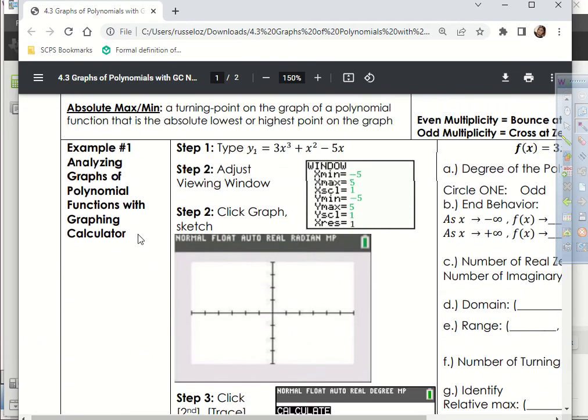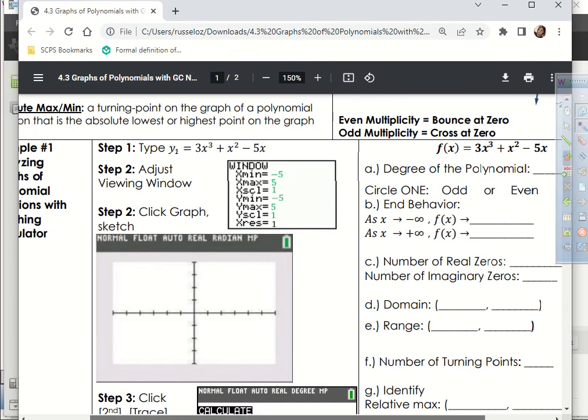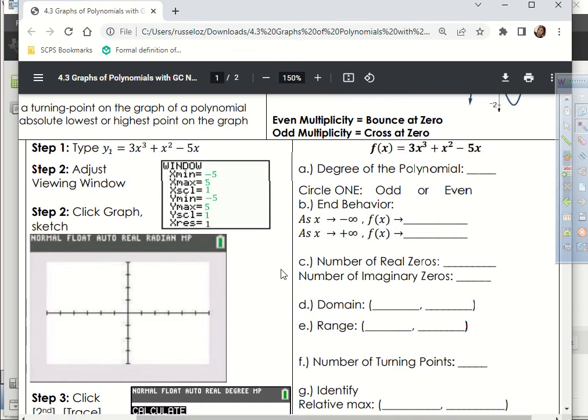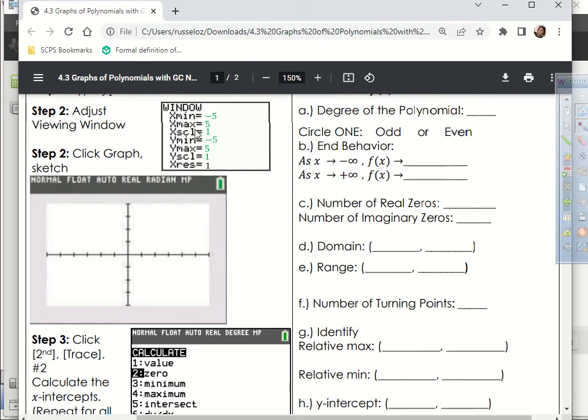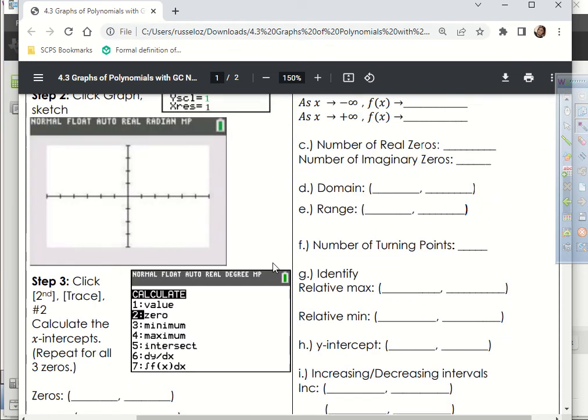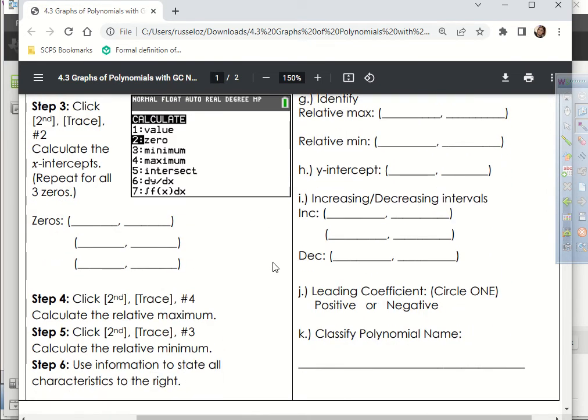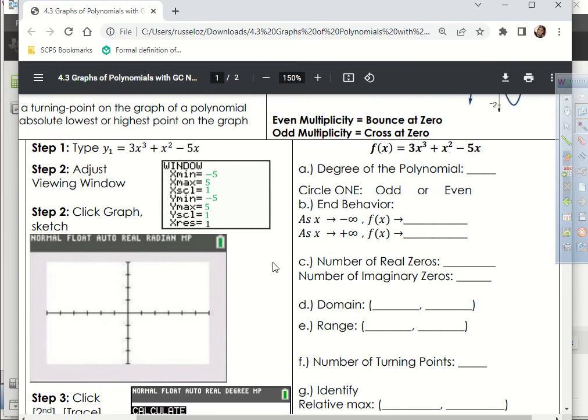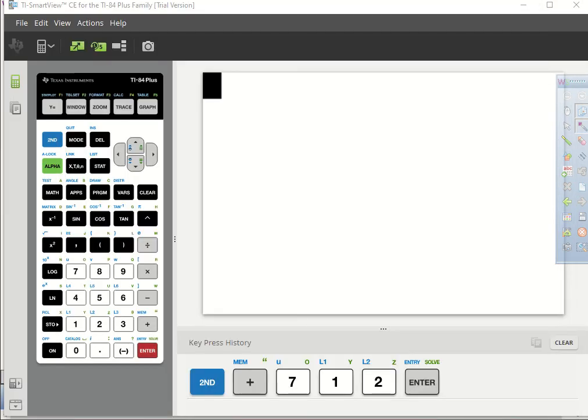Okay, so example 1, analyzing graphs of polynomial functions with the graphing calculator. Step 1 is you're going to type it into the graphing calculator and adjust the viewing window. We always give you the information about what to adjust it to. And then we're going to trace to find the zeros and all sorts of other information. So let's go ahead and do that with the graphing calculator.